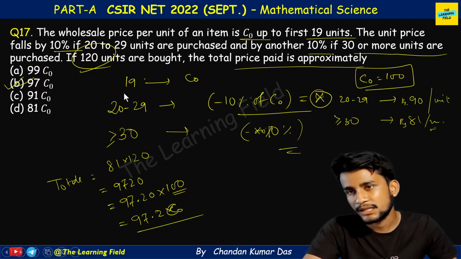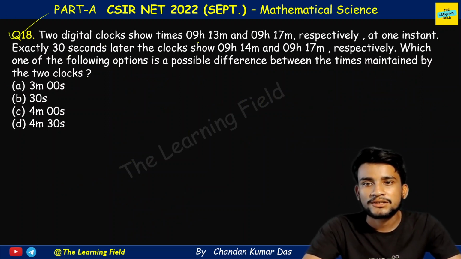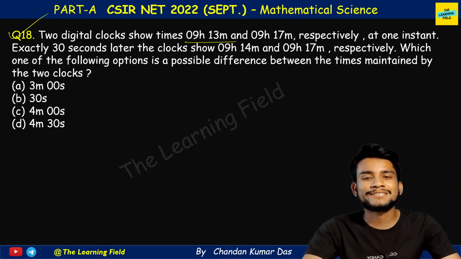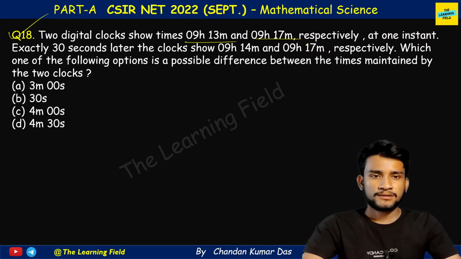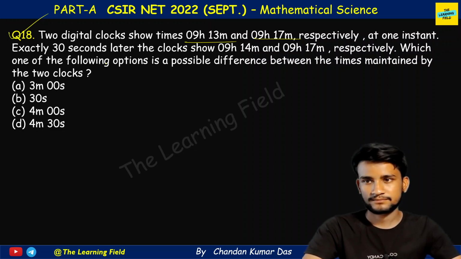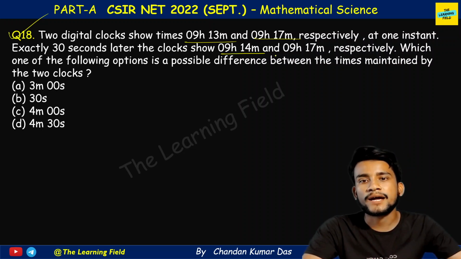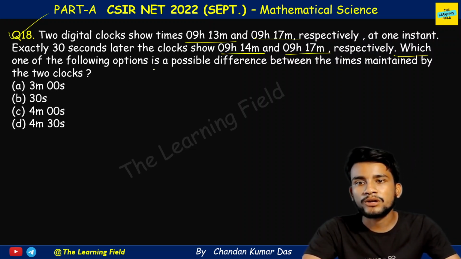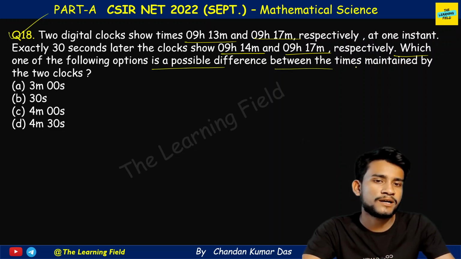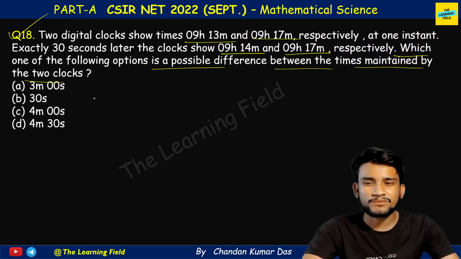Now question number 18. Two digital clocks show the times 9 hours 13 minutes and 9 hours 17 minutes respectively at one instant. Exactly 30 seconds after, the clocks show the times 9 hours 14 minutes and 9 hours 17 minutes respectively. Which one of the following options is a possible difference between the times maintained by the two clocks? I think these questions have some confusions.